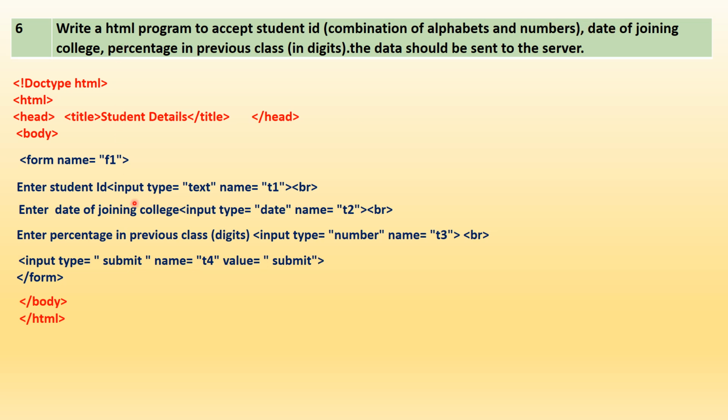Next is date of joining. Input type equal to date. I've given a name here. Next is percentage in previous class in digits. In digits they have mentioned. So input type equal to number. Name is given here. Data should be sent to the server. So input type equal to submit. Value given here is submit.